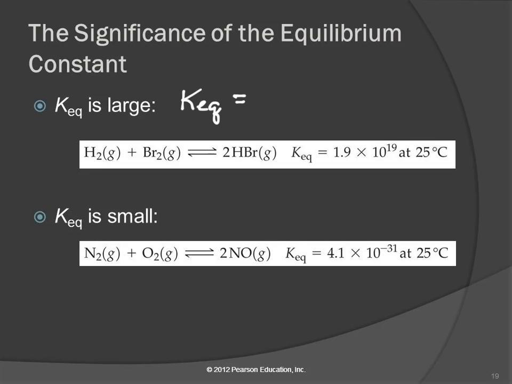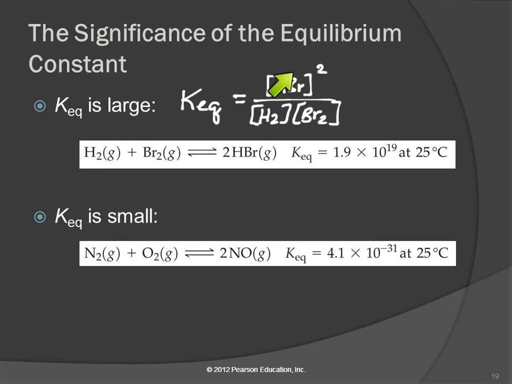It's the concentration of the products, there's only one here, HBr, with a coefficient of 2, so an exponent of 2, divided by the reactants, H2 and Br2. So if this number is a very, very big number, does that mean the top of this fraction is large and the bottom is small, or the other way around?